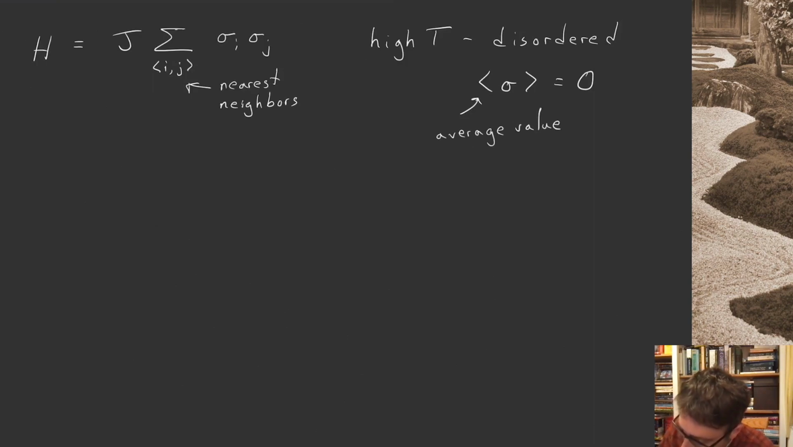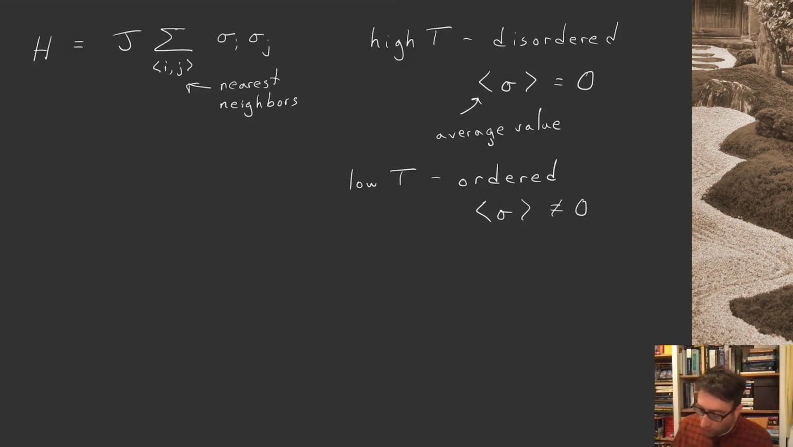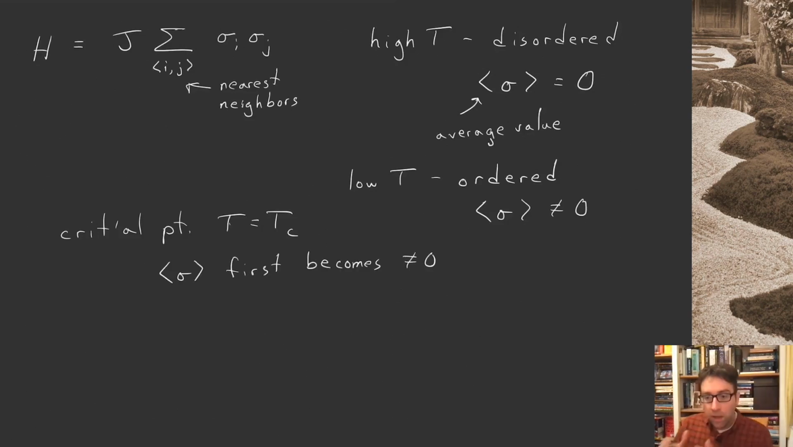But there's also a low T phase where I don't have that much kinetic energy, and it's favorable for the spins all to line up, and I get an ordered phase where now the average value of the spins is not zero. And there's some critical point between these two phases, some critical temperature associated with that critical point, where sigma first becomes non-zero, or just begins to become non-zero. It's a smooth transition. It's not a sharp transition. It gradually increases from zero. That's what it means to be second order.